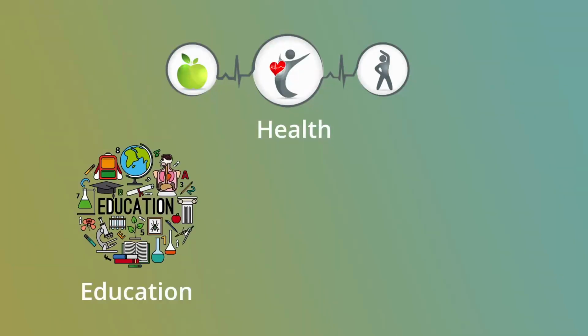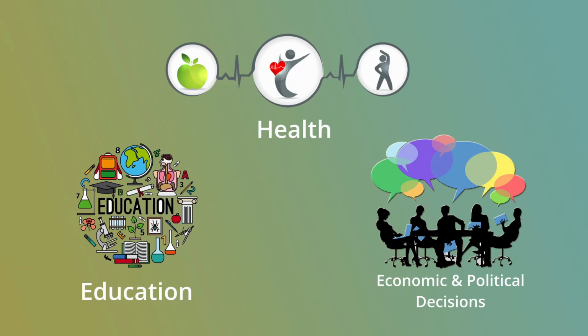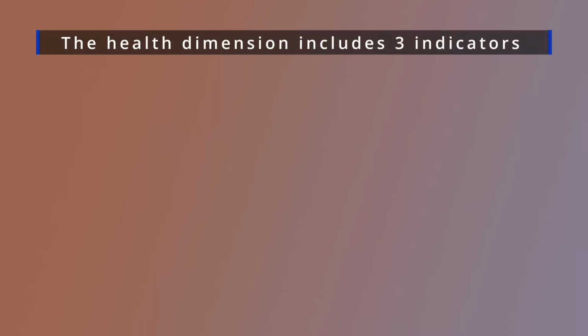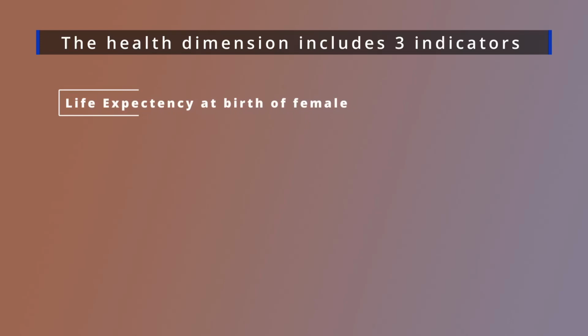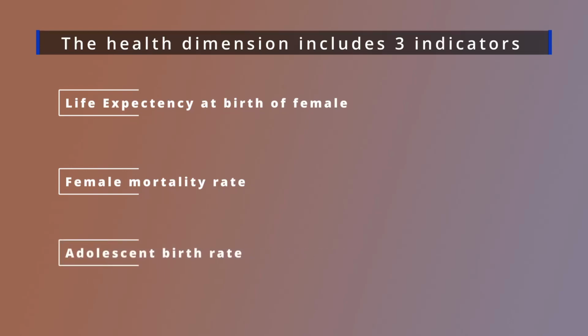To measure the multidimensional women empowerment index, in the present study, we have considered 3 dimensions. These 3 dimensions are related with health, education, and economic and political decision. The health dimension includes 3 indicators: life expectancy at birth of female, mortality rate, that is mortality rate per 1000 adult female, and number 3 is the adolescent birth rate, that is birth rate per 1000 women for the age group 15 to 19 years.